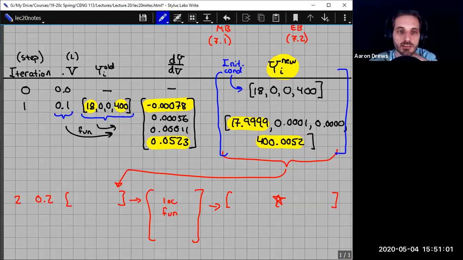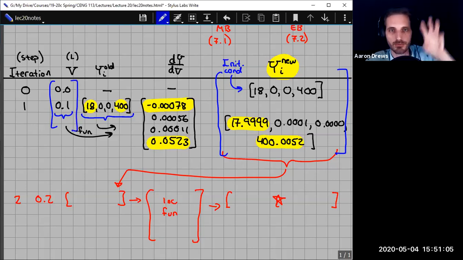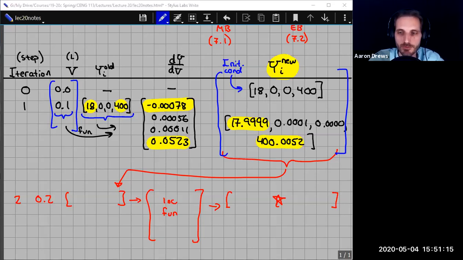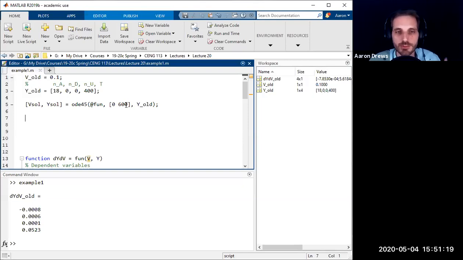This is our YSOL, and our VSOL is all of these values over here, right? So we're going to get a vector over here and a matrix over here. And that is exactly what ODE45 is doing. It's just doing it much more efficiently than what we just did, which is sort of one calculation at a time. But I hope this lecture has shown you why we are doing the calculation one at a time.